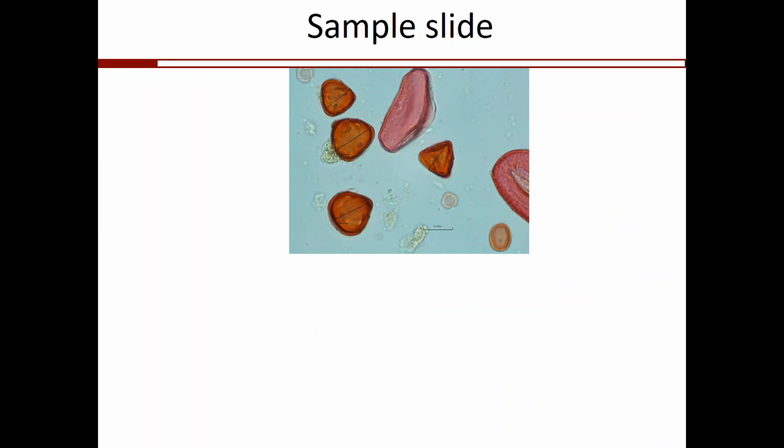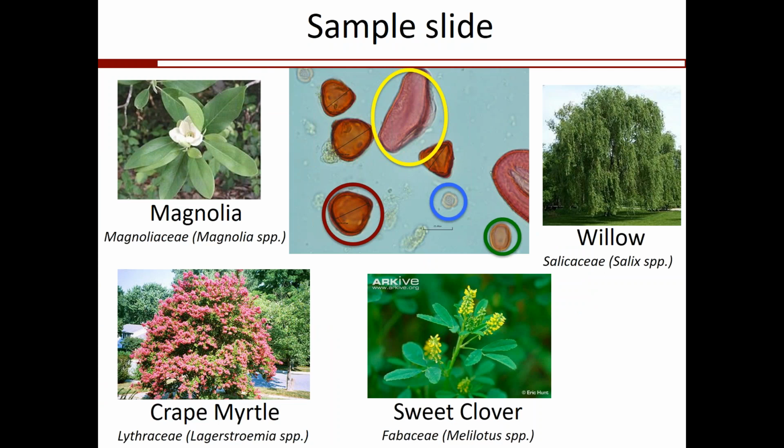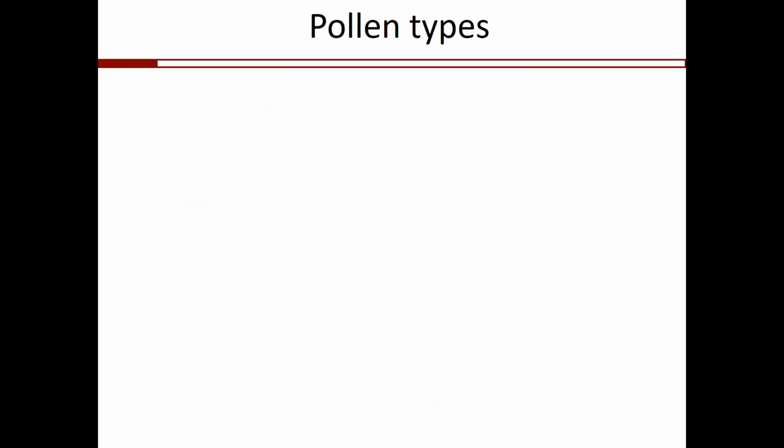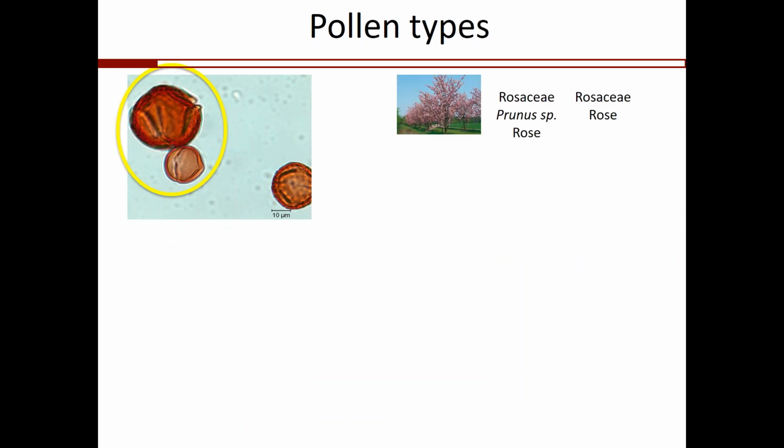So that one is crepe myrtle pollen. And your last one in the corner is sweet clover pollen. So just a few other pictures of pollen to show how diverse they can look, because once again, each individual plant will produce a unique pollen type.